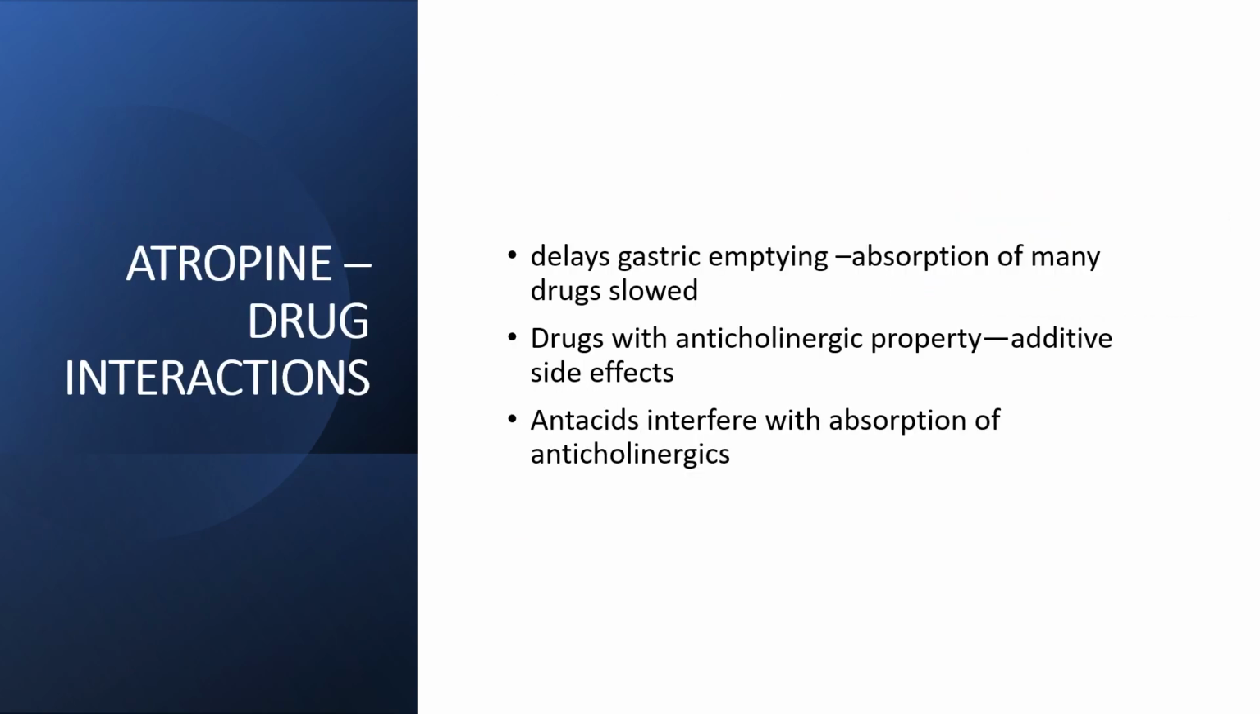Since atropine delays gastric emptying, absorption of many drugs is slowed. And also, when atropine is used along with drugs with additional anticholinergic property, additive antimuscarinic side effects will occur, and antacids interfere with absorption of anticholinergics. So these are some of the drug interactions of atropine. Thank you.